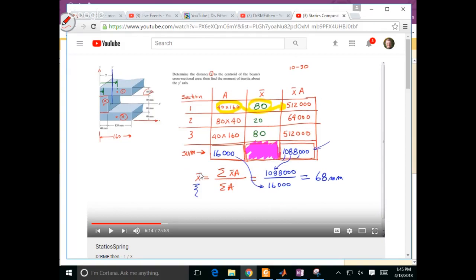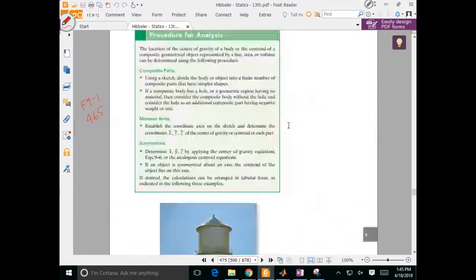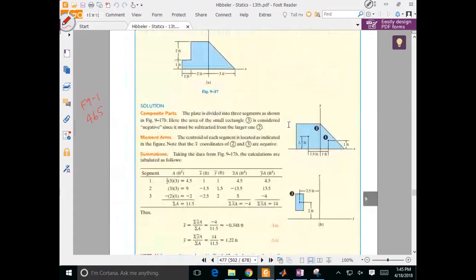Now, before I give you the impression that I'm the only one that came up with that idea, take a look at what he did in this problem. He did exactly the same thing.